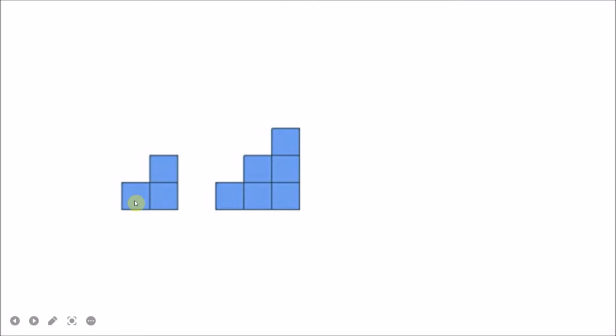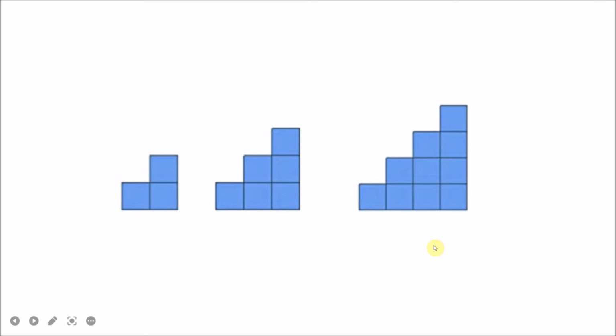You can see that we are adding squares to the object here. For the third drawing, we will be adding more squares here, here, here, and here to the object. So you have this. If you want to continue with the next drawing, we will add one more here, here, here, and here.